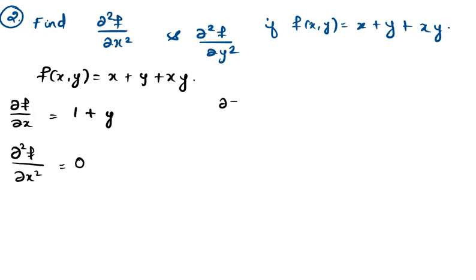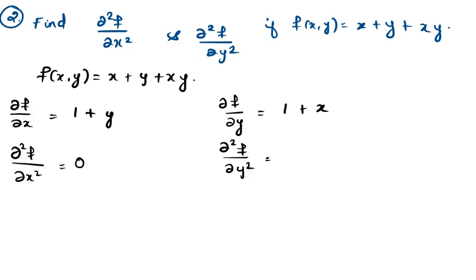Now coming to the next, dou f by dou y. So that will be equal to, so here as we see here, x will become 0 and y we are differentiating partially with respect to y. So y will become 1 and xy will become x. And when we do the second time, that is dou squared f by dou y squared, we have to differentiate with respect to y for the second time. So as we see here, we don't see any y term in this.